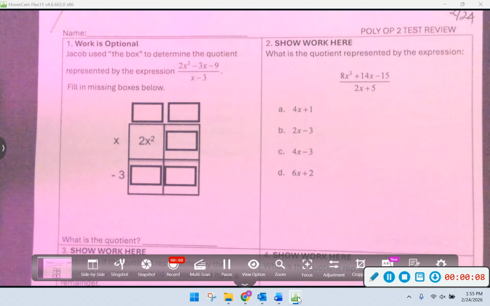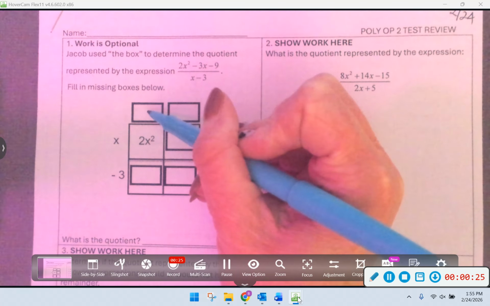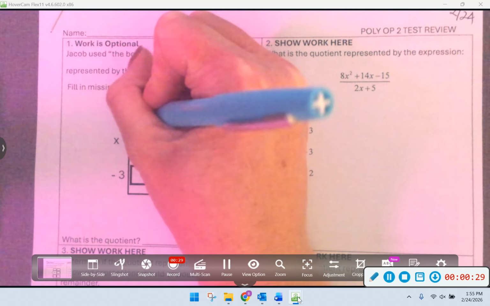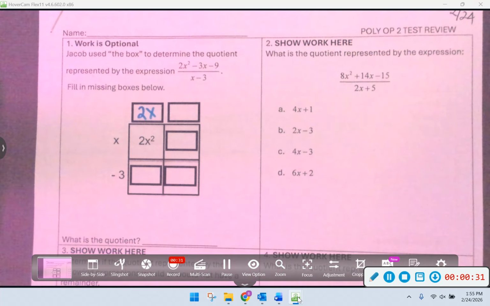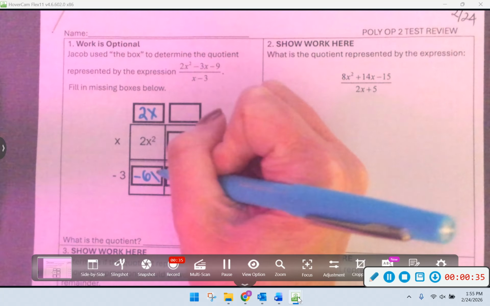Let's get started. Jacob used the box to determine the quotient represented by the expression 2x squared minus 3x minus 9 divided by x minus 3. We want to fill in these missing boxes, starting with this top box. x times what gets me 2x squared? 2x. 2x times negative 3 is going to get me negative 6x.